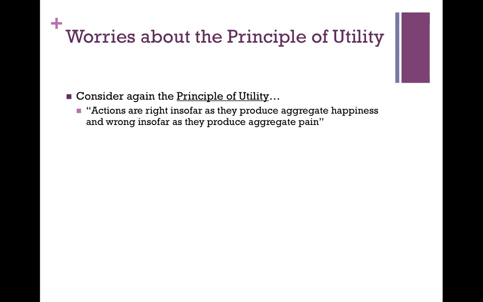So the last couple classes we've been talking about the theory of utilitarianism. What I've tried to do is explain the main principle to which the utilitarians adhere, which is the principle of utility. This principle says that actions are right insofar as they produce aggregate happiness and wrong insofar as they produce aggregate pain. And I've tried to demonstrate that this theory is somewhat intuitive.